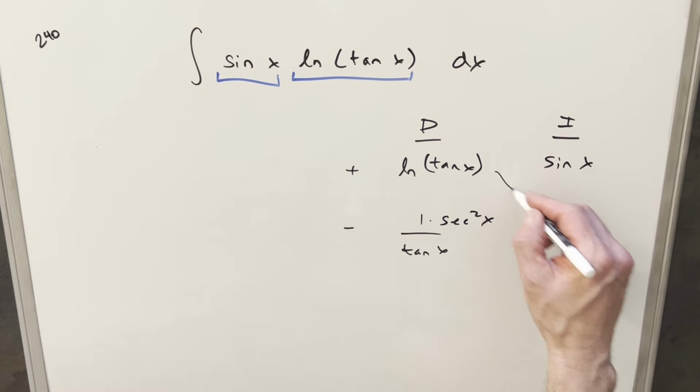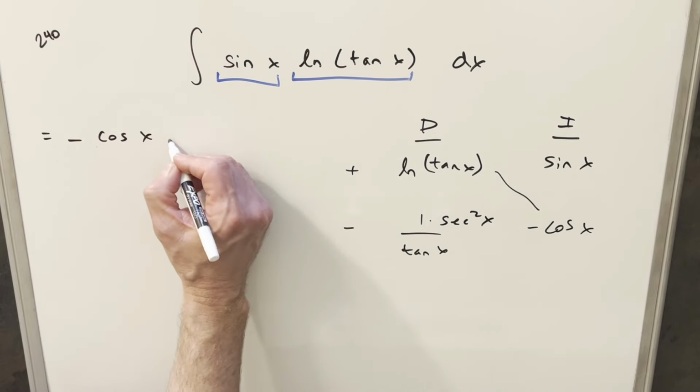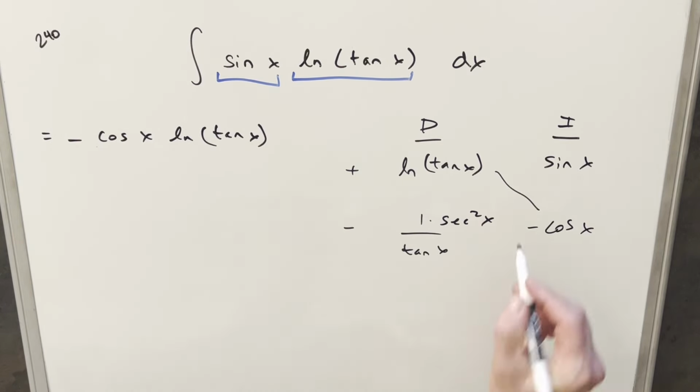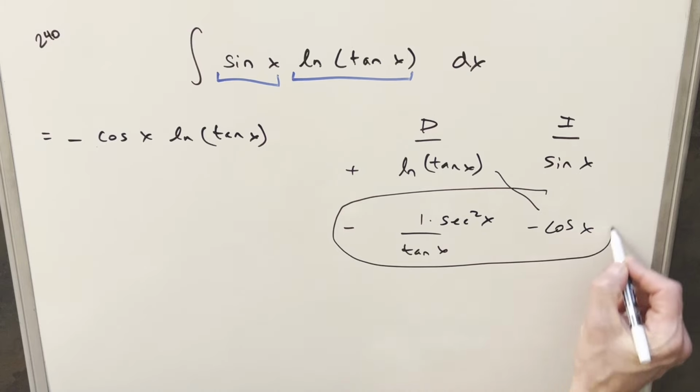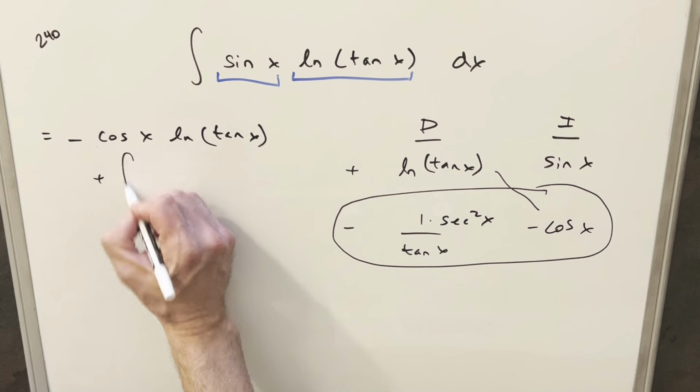So we'll get part of our solution right there on the diagonals. So we'll write that part down. We'll have minus cosine x natural log tan x. And then here, this part here is going to be an integral, but I need to kind of clean this up a little bit. So we'll have minus times minus, we'll have a plus in front of this integral.